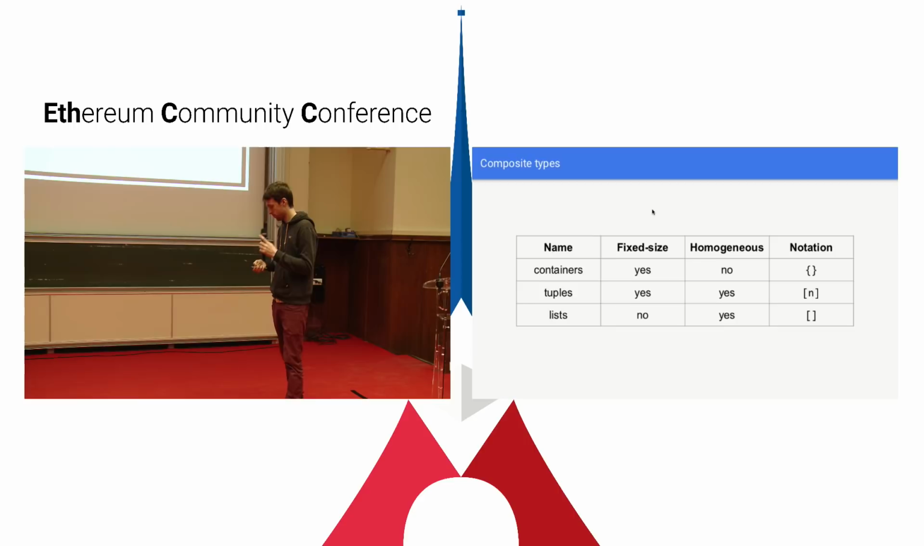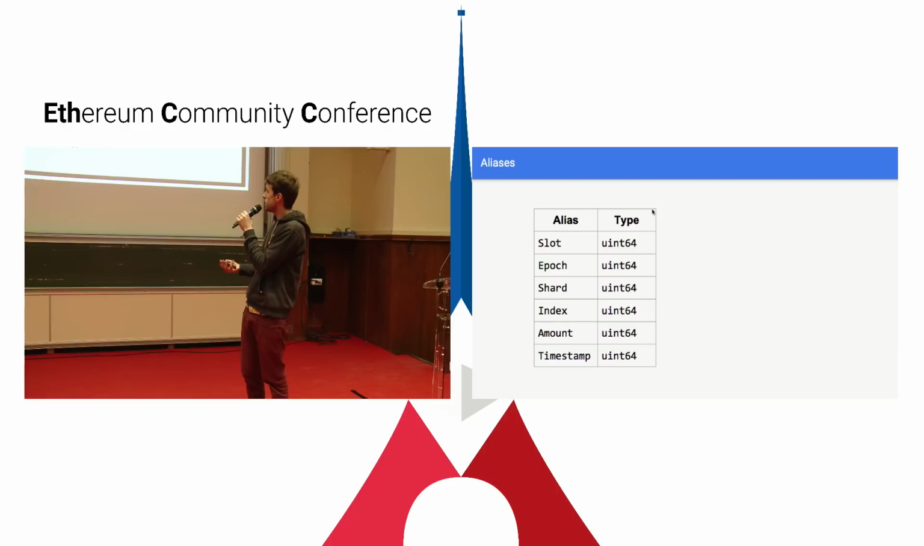So semantically, we use a lot of uint64s. So we have slots, epochs, shards, index, amount of time. We try to use uint64s everywhere we do. We use arithmetic, and that's kind of very nice because it's very simple.